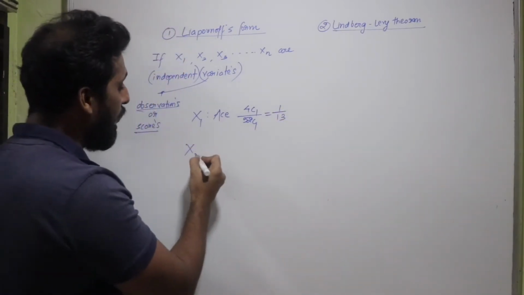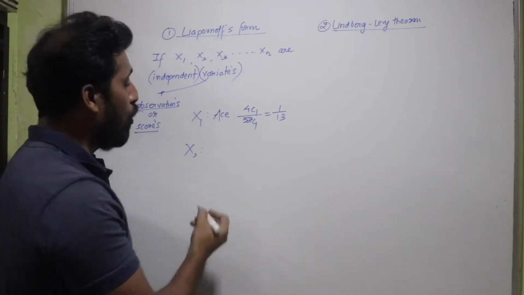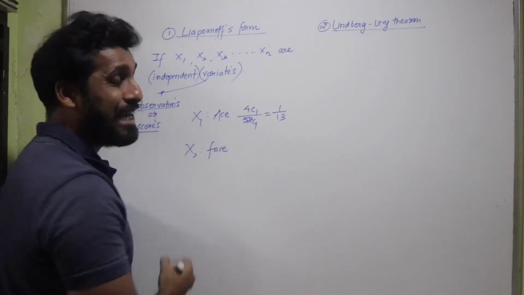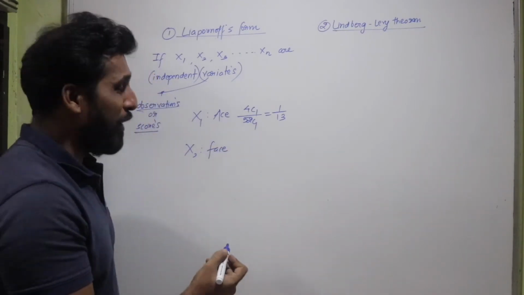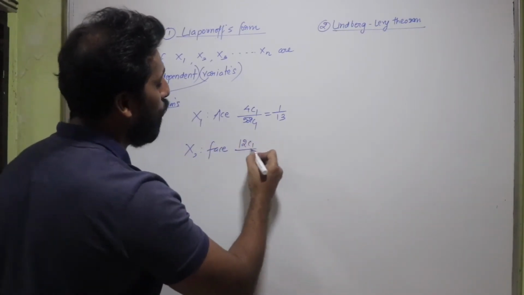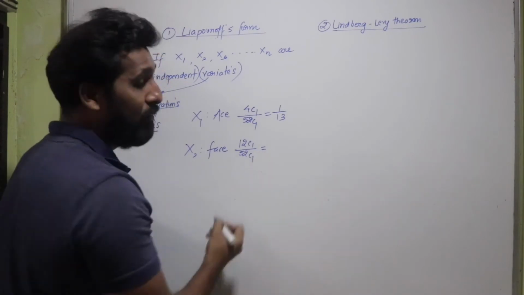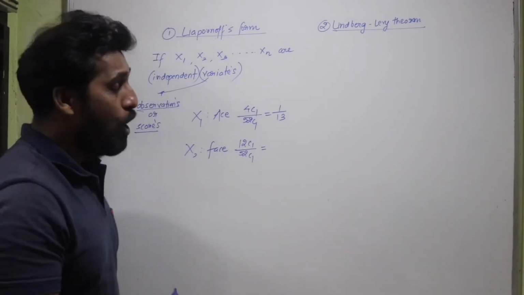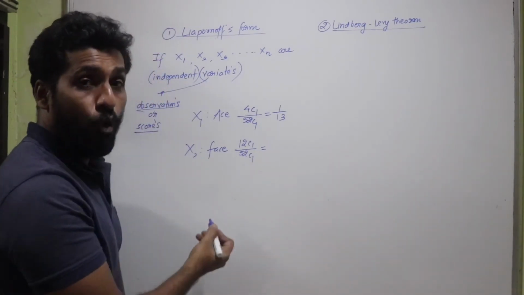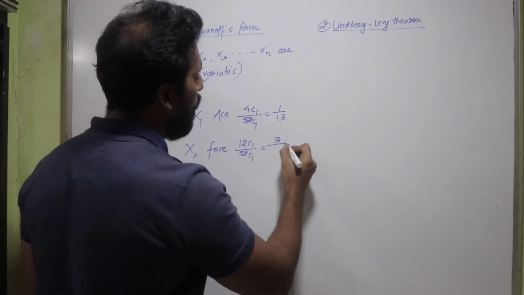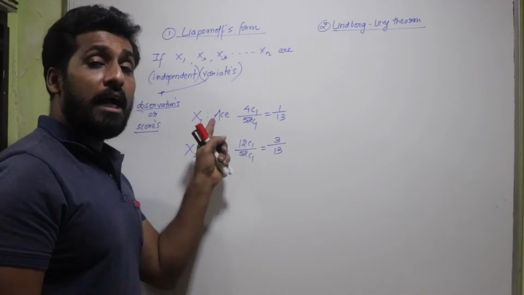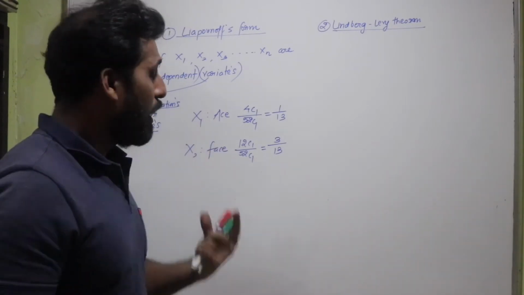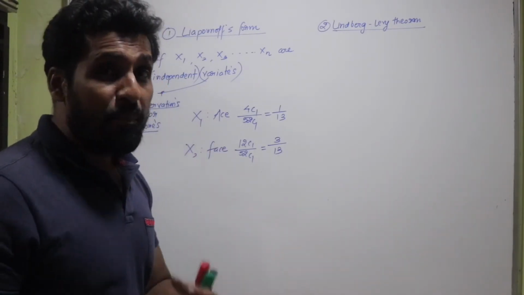Let's say there is another variate where I want to select face cards. There are 12 face cards, so it is 12c1 upon 52c1, so it becomes 12 upon 52, or I can say 3 upon 13, isn't it? So the ace cards and the face cards are nothing but independent variates.